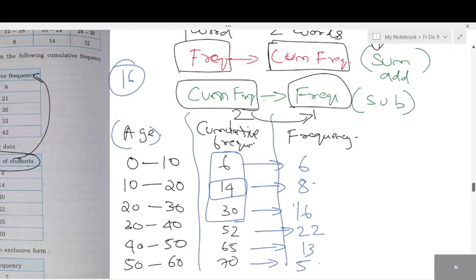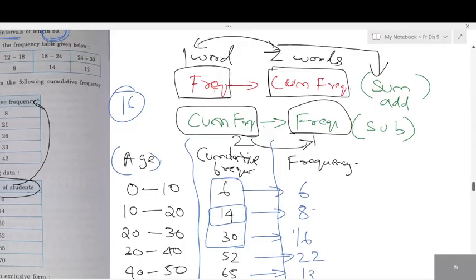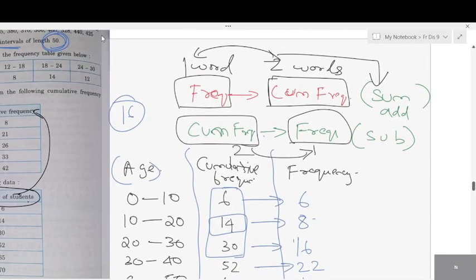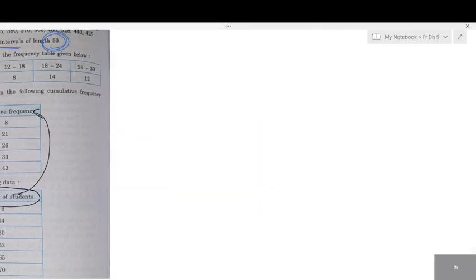Okay. Now, for now, it might seem to be easy, students. During the test or exam, you'll definitely get confused because of pressure. So remember like this. From frequency to cumulative frequency, the number of words are increased. Add them. From cumulative frequency to frequency, words are getting reduced. Subtract. Okay, that's it. Next question.